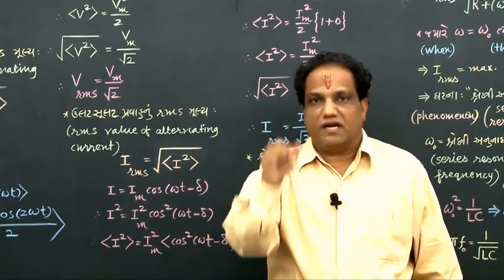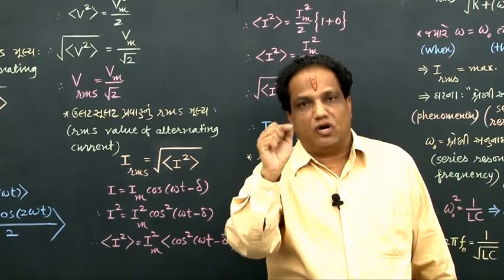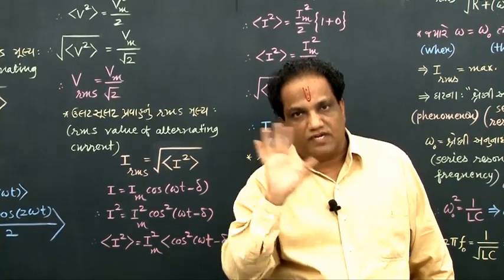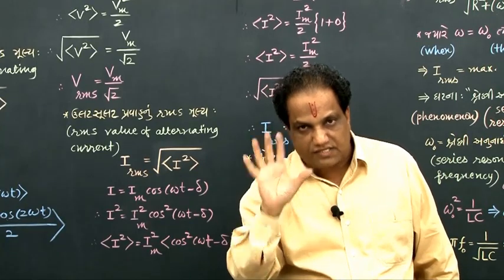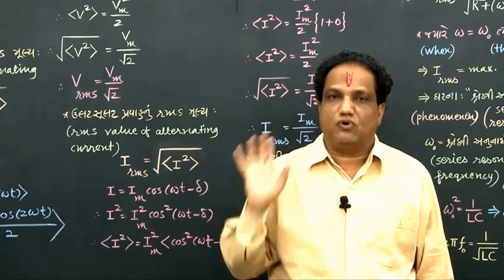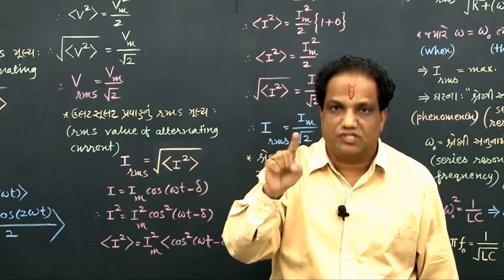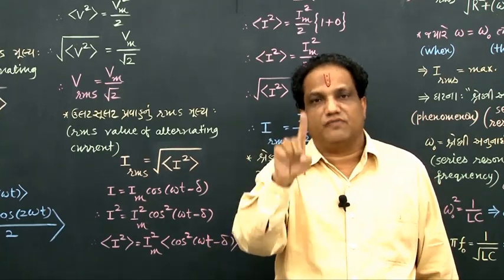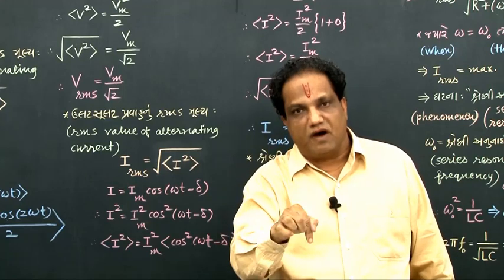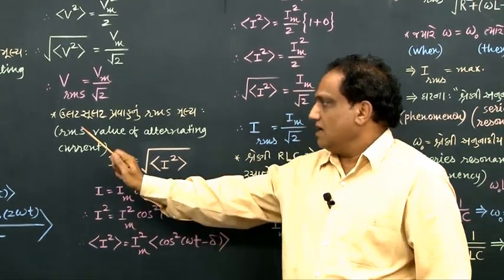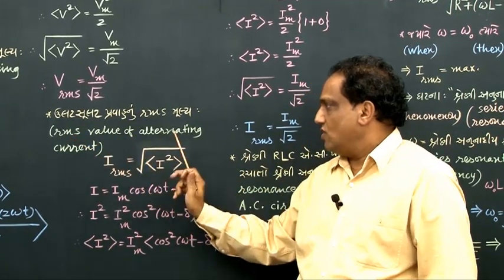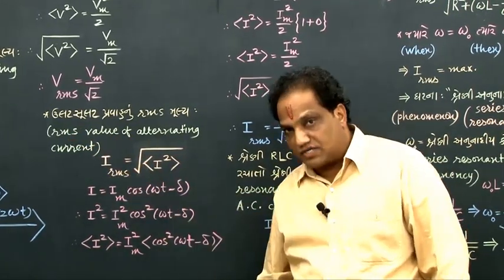At our houses, Torrent Power Limited provides electrical power. You know the value of RMS voltage at our residences? It is 230 volt. That is the RMS value of AC voltage in the power delivered at our home. Now we go for the RMS value of alternating current.